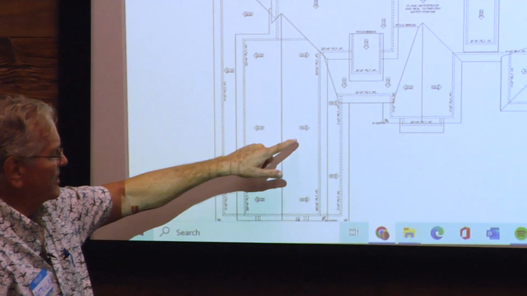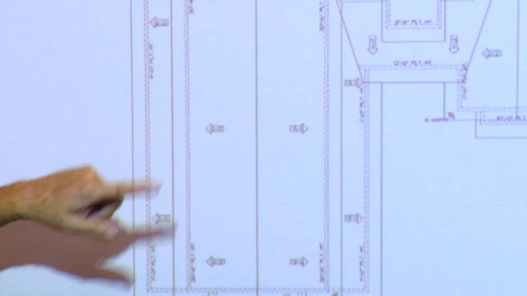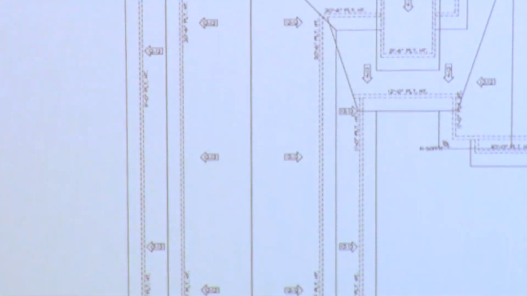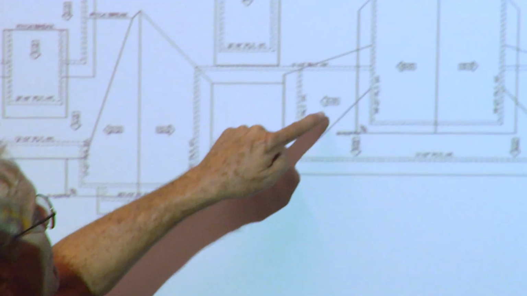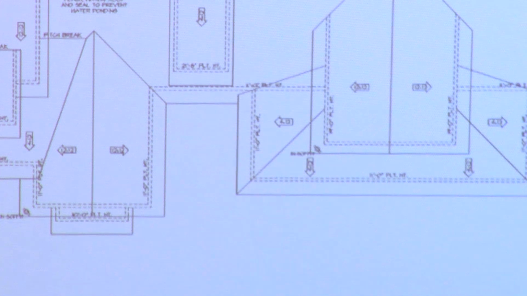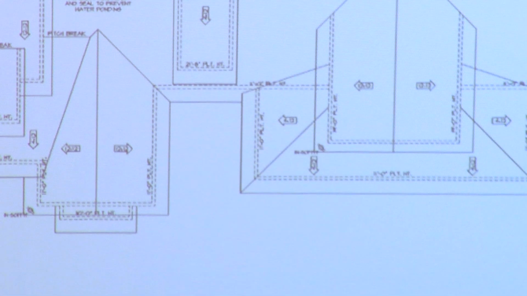These little designations right here, 2 and 12, 2 and 12, 2 and 12. Now maybe you'll run into one that doesn't say, here's one, 4 and 12. Okay, that's the pitch of the roof. And those are always good to have. Any designer should put the pitch of the roof on every piece of the roof.